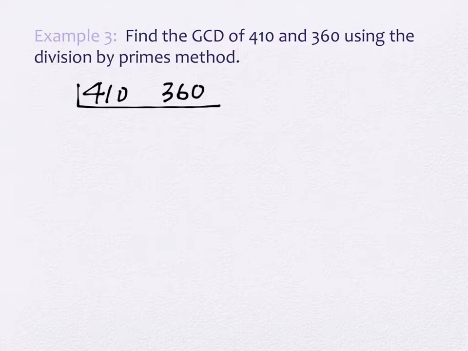What's the smallest prime number that divides both of these numbers? 2. What is 410 divided by 2? 205. And then 360 divided by 2?